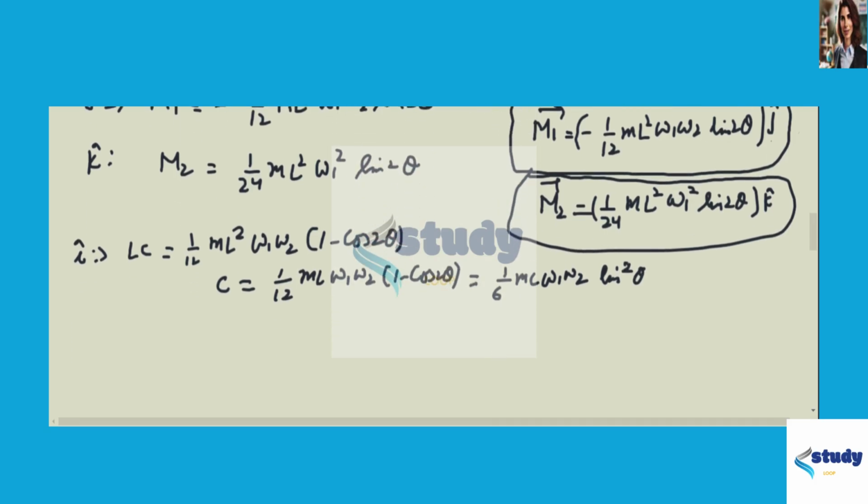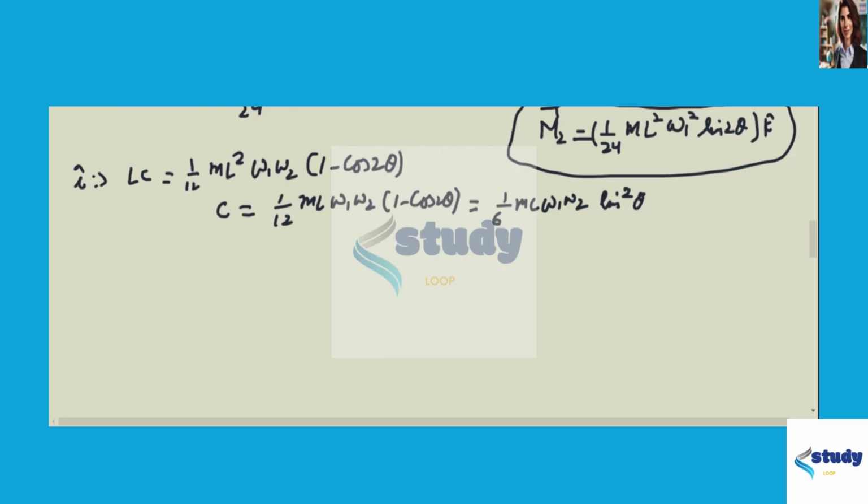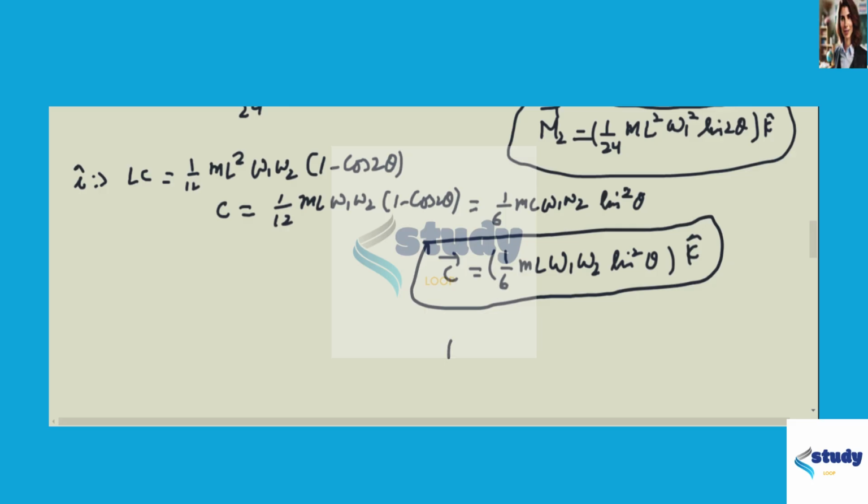So the reaction at C can be written as 1 by 6 m into L omega 1 omega 2 sin square theta k cap, and the dynamic reaction at D can be written as minus 1 by 6 ml omega 1 omega 2 sin square theta k cap. That's all for it.